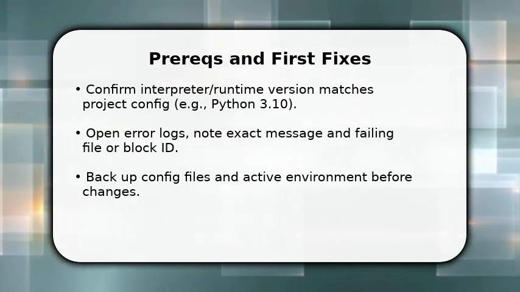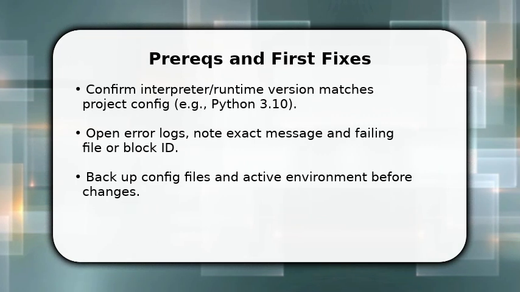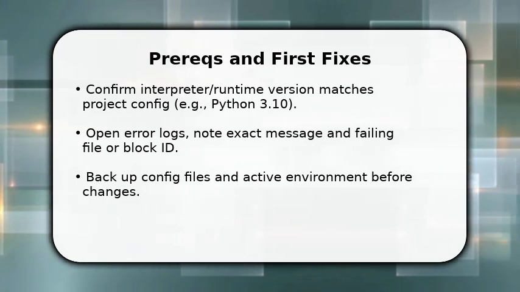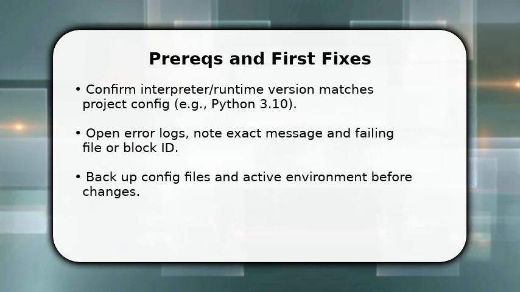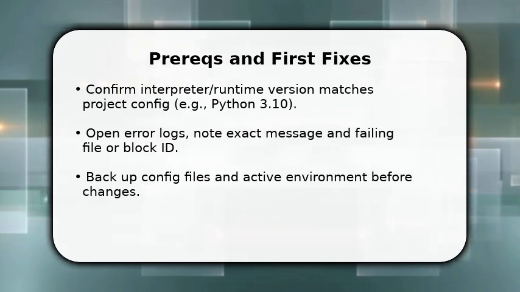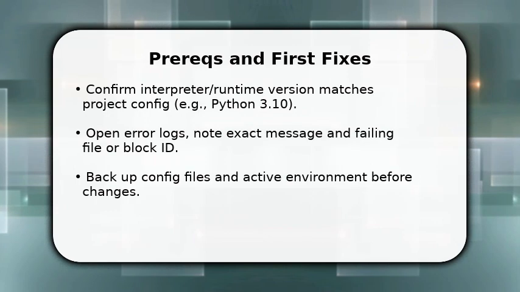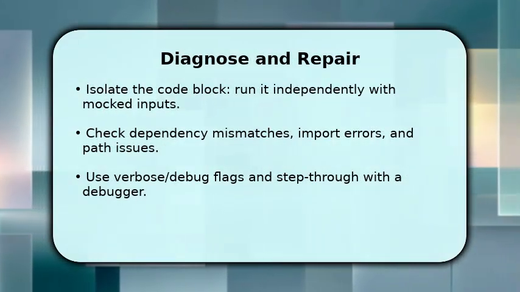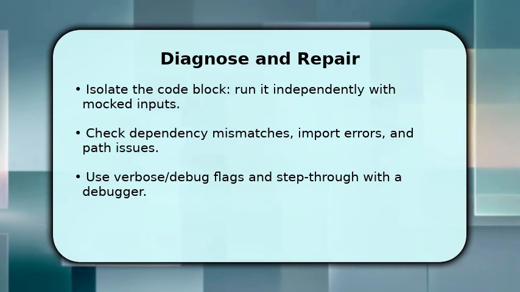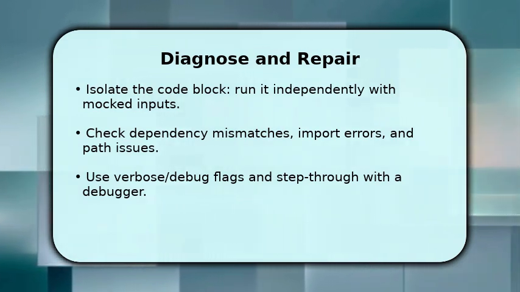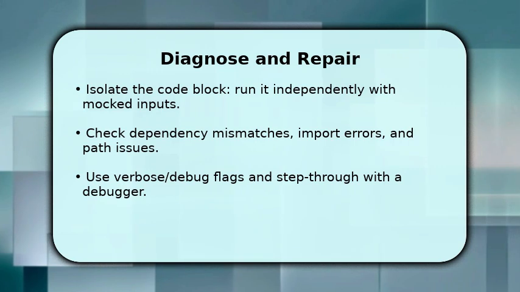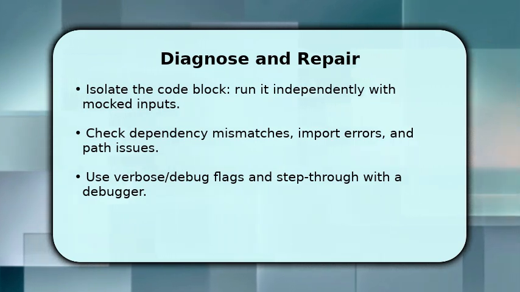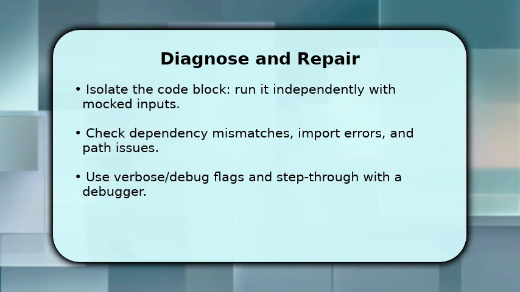Then run a minimal reproduction command to trigger the error again, so you have a controlled test case to iterate on. Now you isolate the offending code block and run it in the controlled environment. This exposes missing imports, wrong paths, or incompatible APIs.